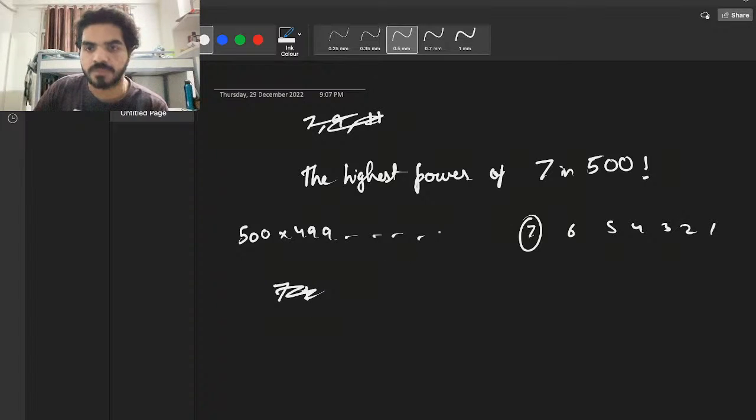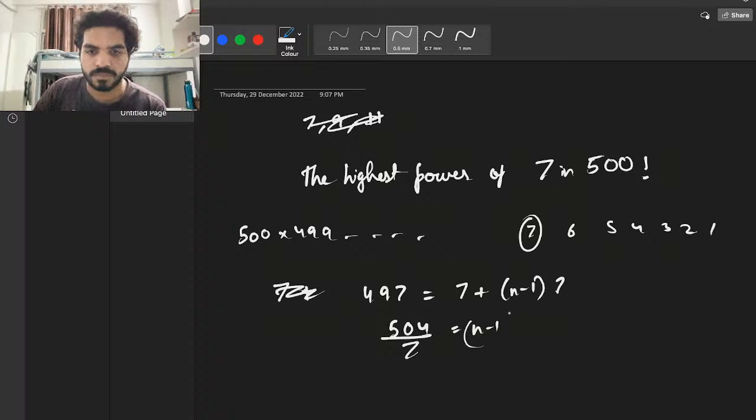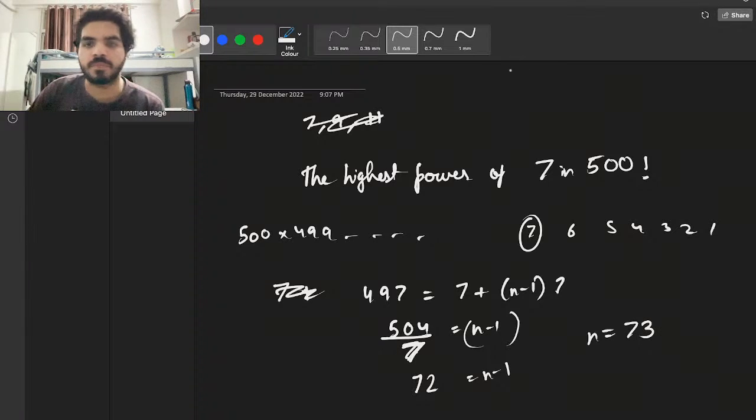The last multiple of 7 will be 497, and before this is the formula a plus (n minus 1) d. That gives 504 by 7 equal to n minus 1, which is 72 equal to n minus 1, and n equals 73. Now these are just the multiples of 7.